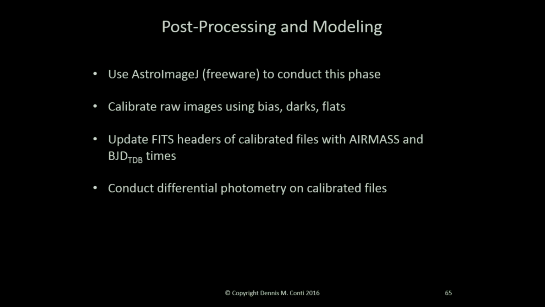And also, AstroImageJ can update the FITS headers of the calibrated files with two important parameters that are needed for the transit modeling: the air mass, if that's not already included in the FITS header by the image capture software, and the BJD TDB times. You recall in previous modules why it's important to standardize on BJD time. And again, AstroImageJ will conduct the differential photometry on the calibrated file.